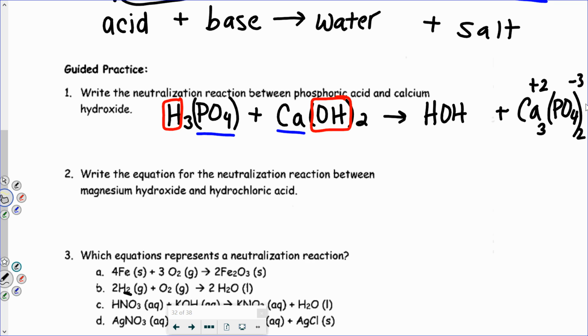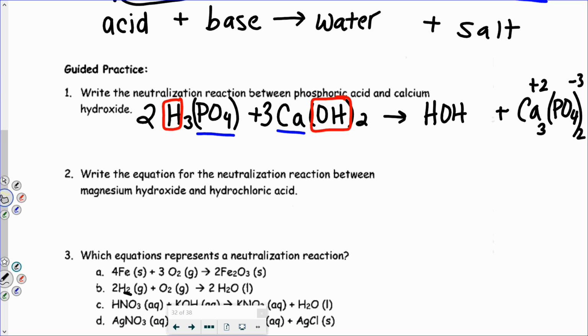And it says to balance the salt first. So remember, acid plus base gives me water, and here's my salt. I have 3 calciums on this side, but I only have 1 here. So I need to put a coefficient out front to balance that. So I'm going to put a 3 out front. All right. Now let's look at the PO4. I have 2 PO4s on this side, but only 1 here. So I need to put a 2 out front.